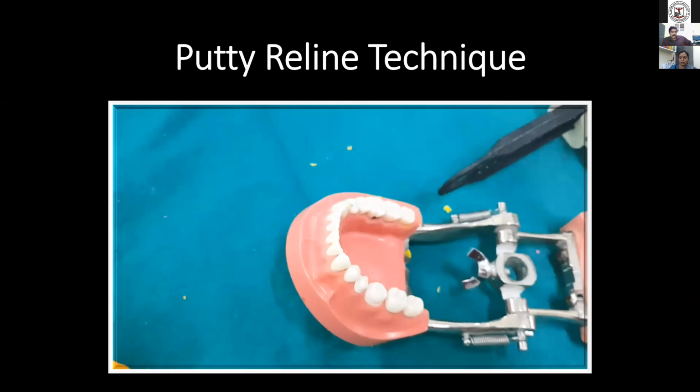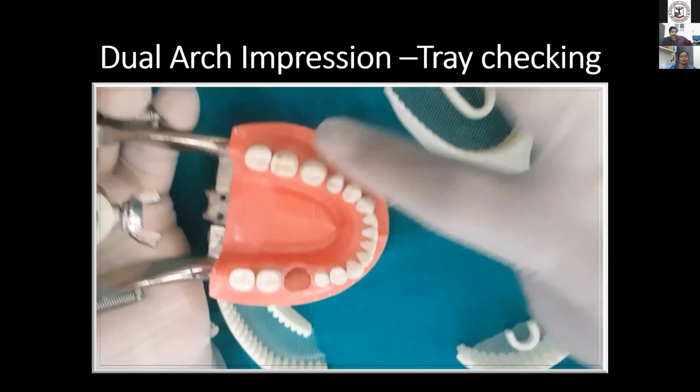Dual arch impression technique. Now we'll discuss the dual arch impression technique. The dual arch impression technique is a time-saving method of recording the impression of the prepared tooth, opposing arch, and the occlusion in a single step. It is a single step putty wash technique. Anterior and posterior trays are available.